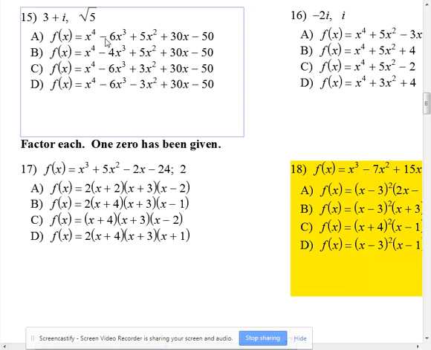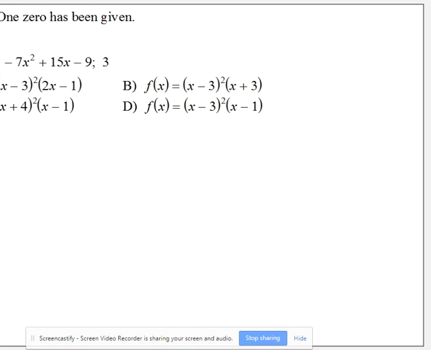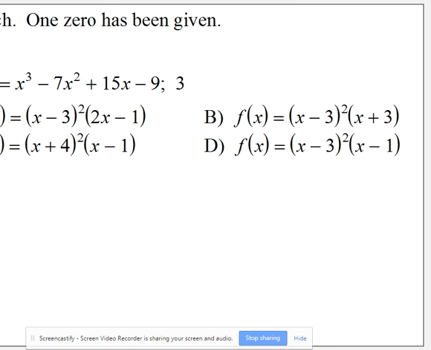Okay, so let's look at 18. So we're trying to factor x cubed minus 7x squared plus 15x minus 9. 3 is one of our zeros. So which answer choice or choices can we eliminate right off the bat? C. We only have one in this case that we can eliminate right off the bat because the other 3 all have x minus 3 as choices. We've got to change the sign when they go in our factored form. So A, B, and D are all valid.